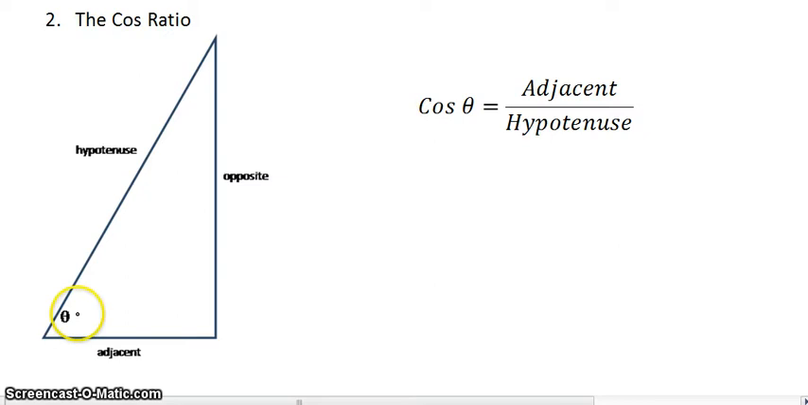So from theta, we see that the adjacent side is next to the theta sign, and we see that the hypotenuse is of course directly opposite the right angle and is always the longest side in our triangles. So we can basically solve for finding out whether we want the angle or one of these sides using this particular formula here.